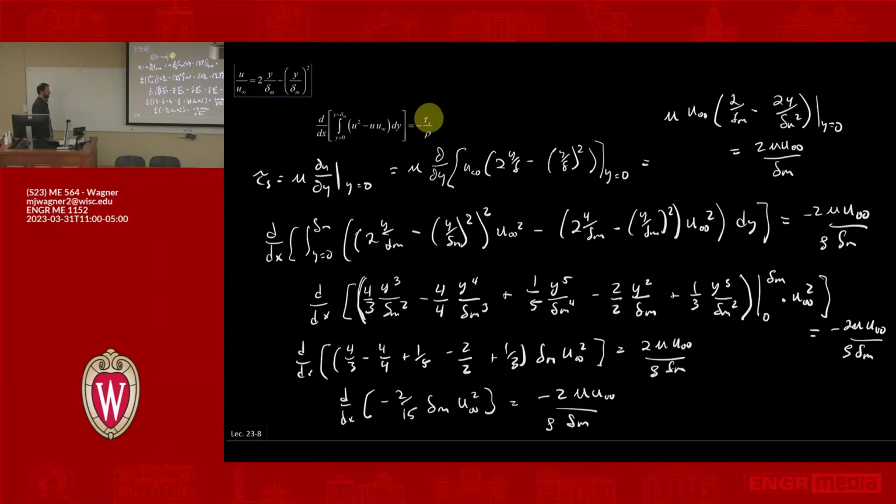OK. So we have an ODE, finally. Some constants. This is an ODE in x. Delta m is our variable. Kind of curious, right? But we went through this whole process, integrated everything out, and then we end up with this ODE. If we solve this ODE, it will tell us, as a function of position x, what my boundary layer thickness is. And that's what we care about.